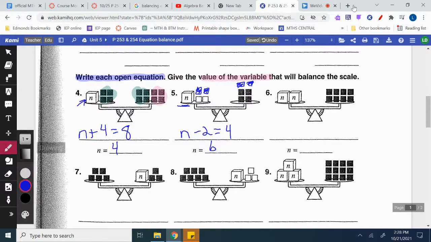Let's take a look at number 6. Now I have 2n equals 8. And remember, equal signs are going to go into these little triangles. That's what they mean.